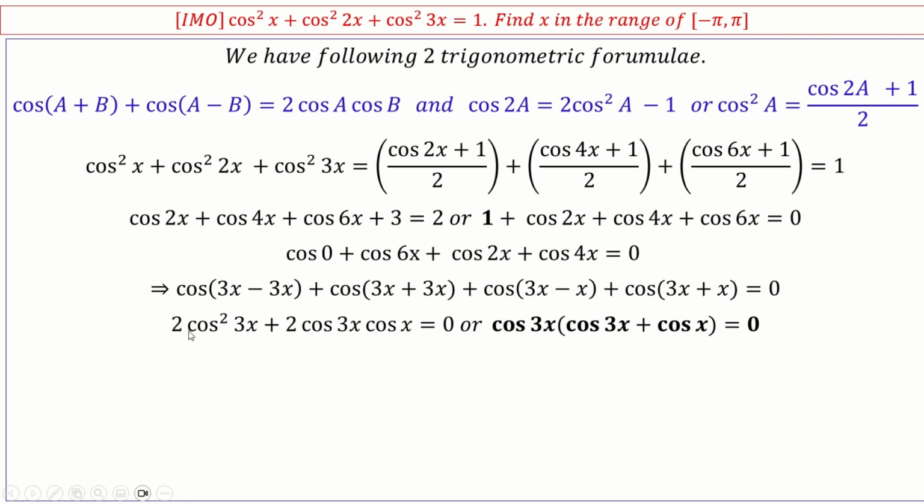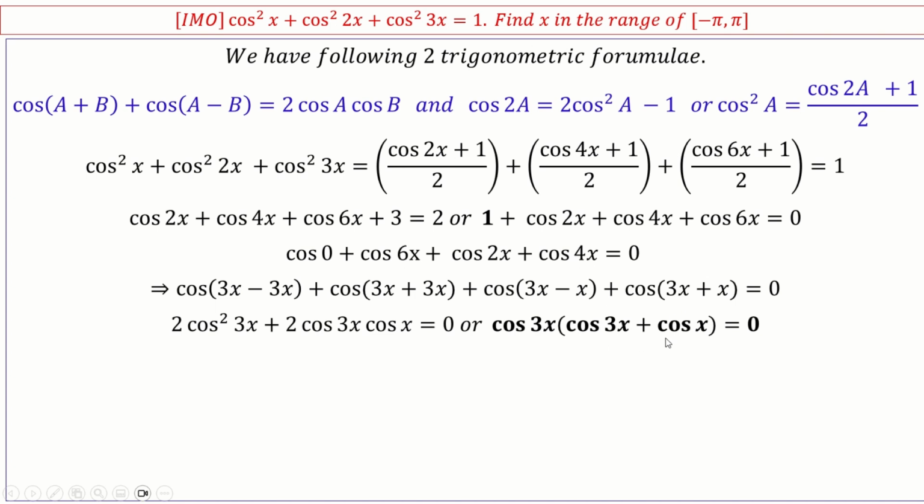What I will get is 2 cos a cos b, right? 2 cos square 3x. That is 2 cos x cos 3x into cos 3x, which is cos square 3x. These two I will get 2 times cos 3x into cos x. If I take cos 3x common, then 2 is anyway gone because both have 2. The RHS side is 0, so 2 is gone. Cos 3x into (cos 3x plus cos x) is equal to 0.